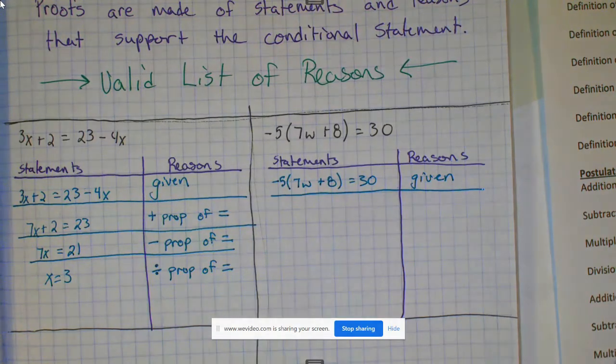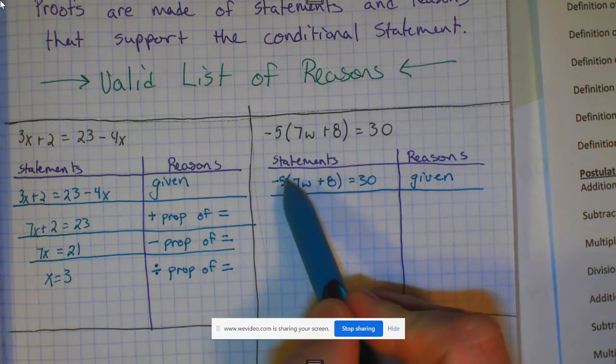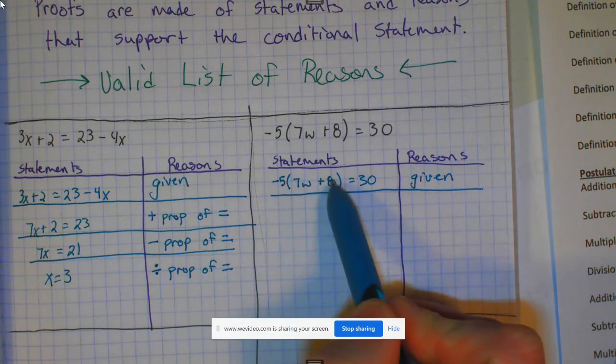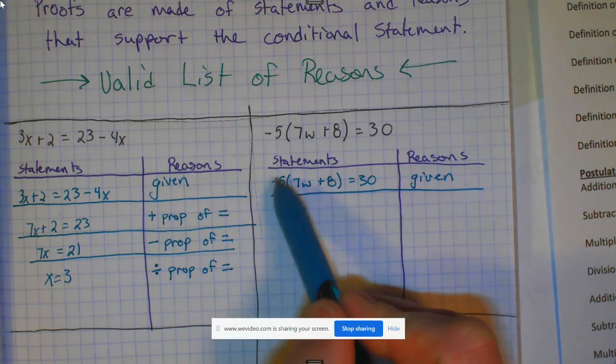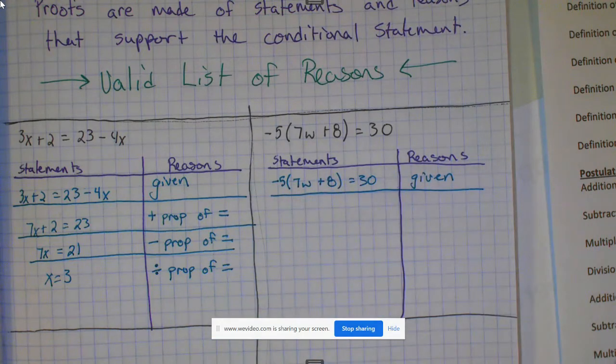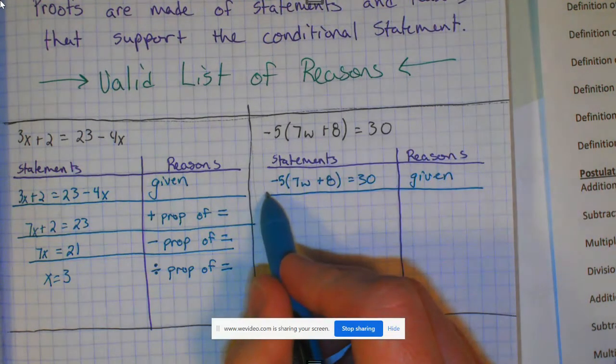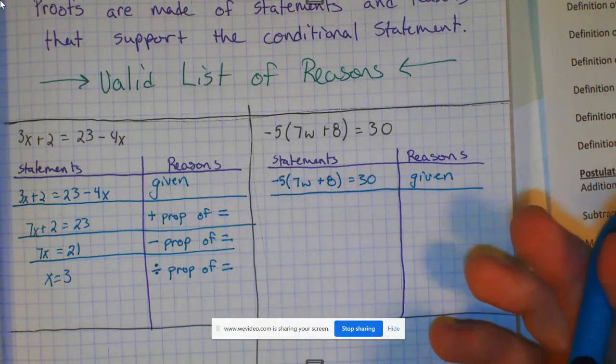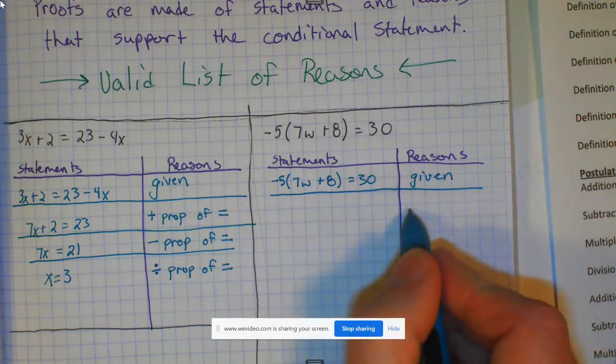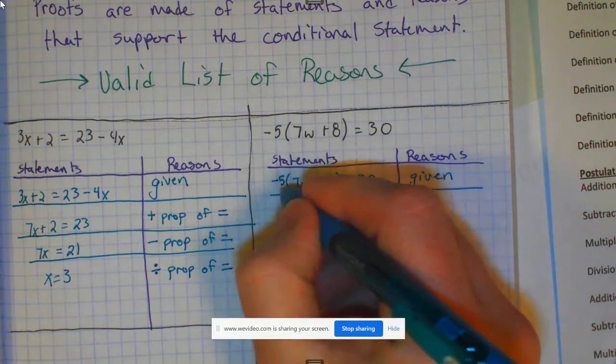Looking at this, there's a couple things that we could do first. Number one, we could distribute this -5 into everything there, which is what most people will want to do. But we could also just divide both sides by -5 as well, and then you would have division property of equality. But we're going to go ahead and distribute.